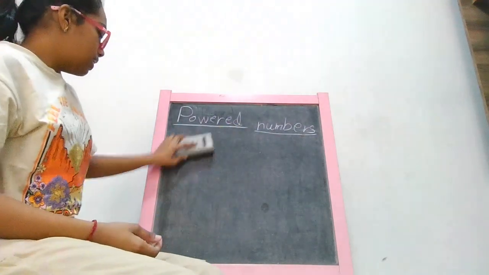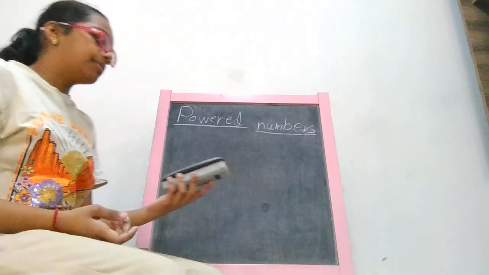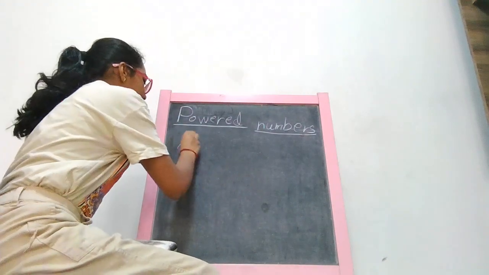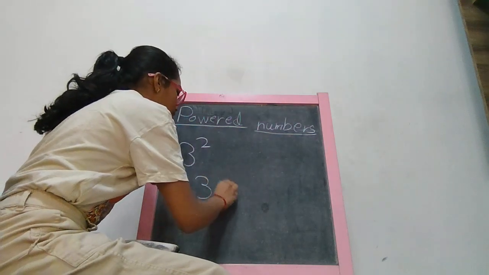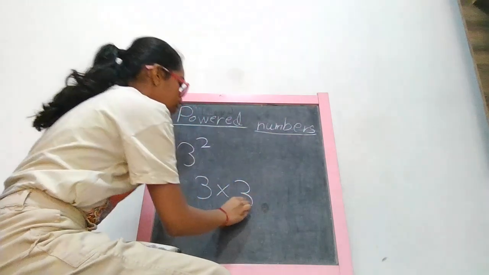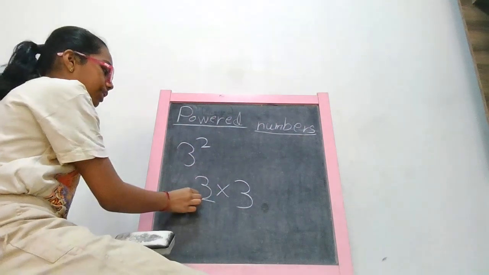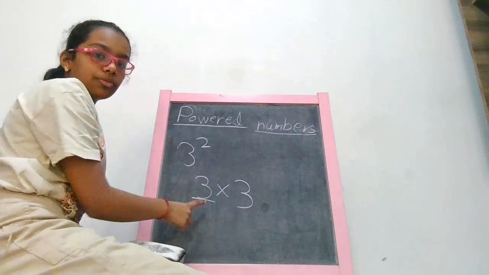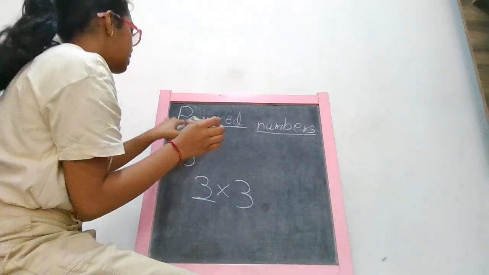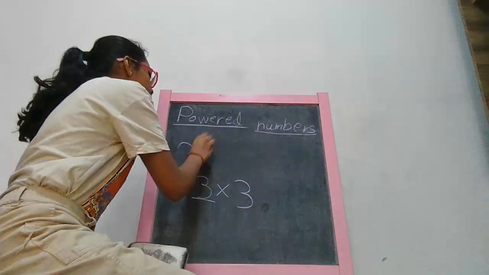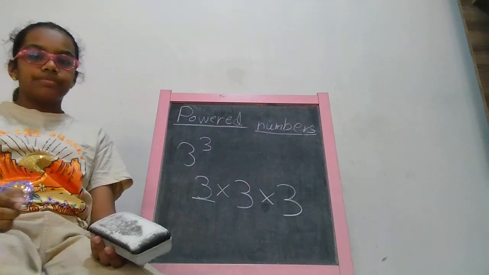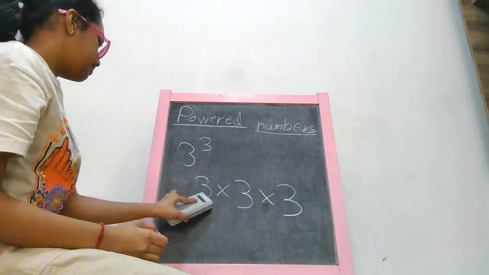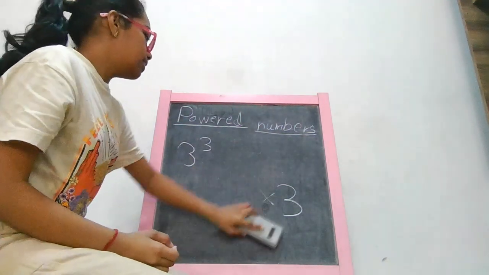Now what does this power mean? If we say 3 to the power of 2, that means you're multiplying 3 by itself 2 times. Meaning there's a number 3, and you're multiplying it by itself 2 times. If we write 3 to the power of 3, then that's multiplying 3 by itself 3 times. Okay? So basically that's it.